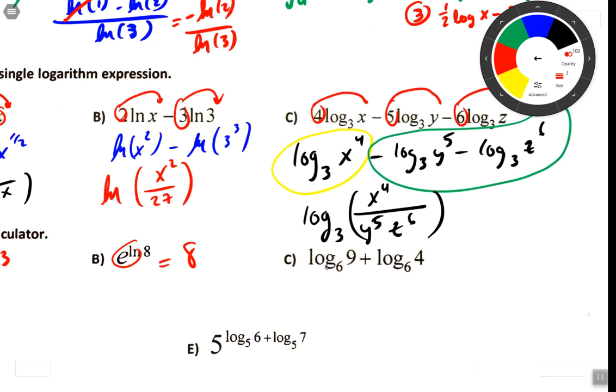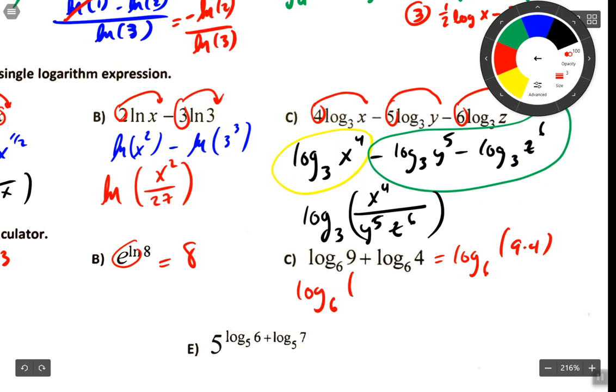Okay, what about over here? What do we have to do first? Base. Base 6, 9 times 4. So this is going to give me log base 6 of 9 times 4. What's 9 times 4? 36. And what's 36 in terms of base 6? 6 to the what? Squared. What do these do? Cancel and you get 2. Too easy. Do you see that that's too easy?